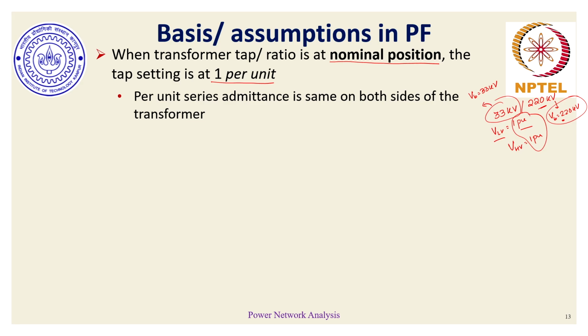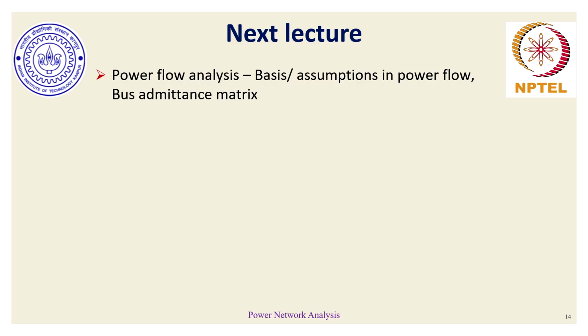This tap position need not be equal to 1 per unit in practical consideration, because transformer taps also help in regulating the reactive power flow through the transmission line. In fact, they also support reactive power compensation, which we understood in the previous module. So often you would find taps at an off-nominal position, where the tap is not equal to 1 pu, and in such a case some special consideration is needed before power flow analysis can be applied.